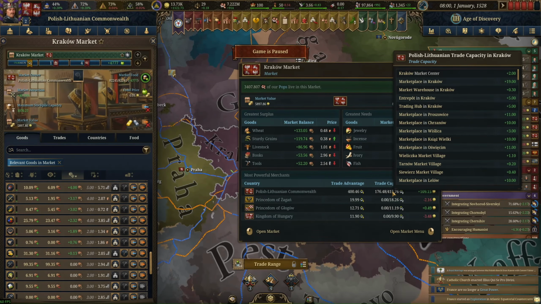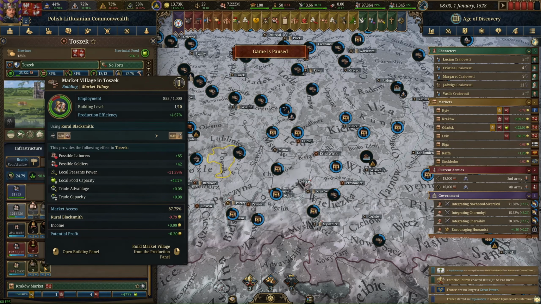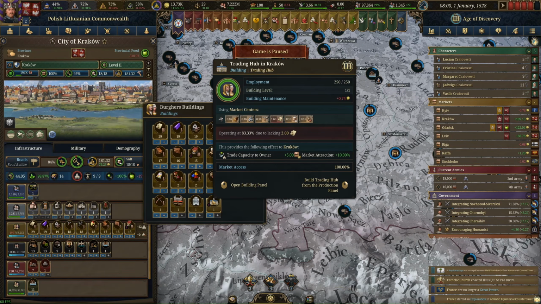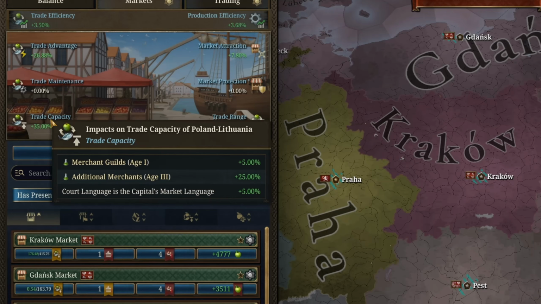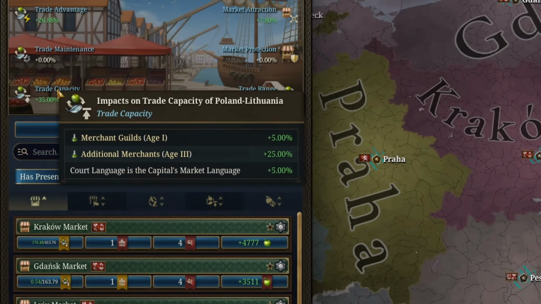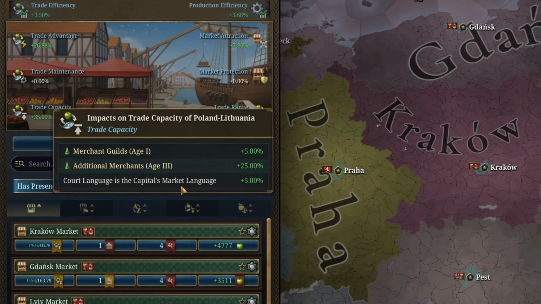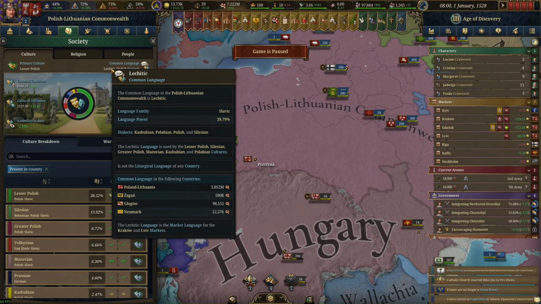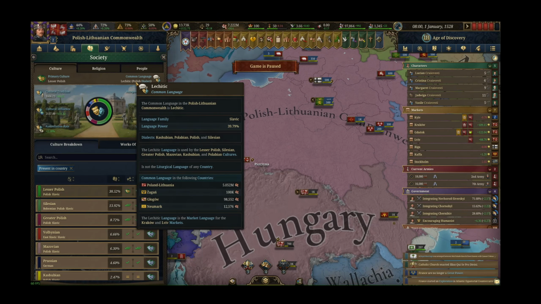Trade capacity within a single market can be increased directly by building structures such as marketplaces, which can be upgraded with technological progress, or by building market villages. There are also unique buildings such as the trading hub. The second method of increasing trade capacity, which applies to all markets you control, is boosting it via percentage modifiers. As usual, these are mostly modifiers from technology, privileges, government forms, but in this case also language strength. Language strength can be seen here. The more population and countries speak a given language, the stronger it is.